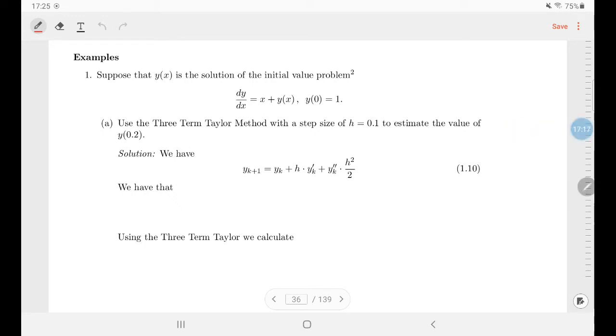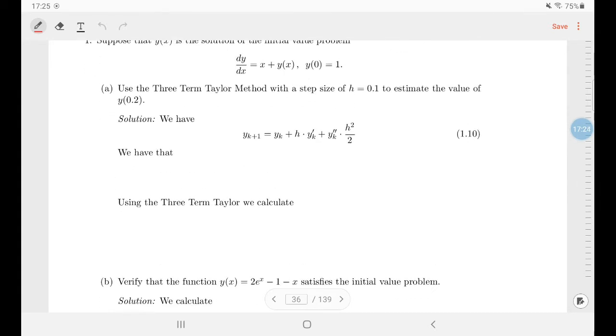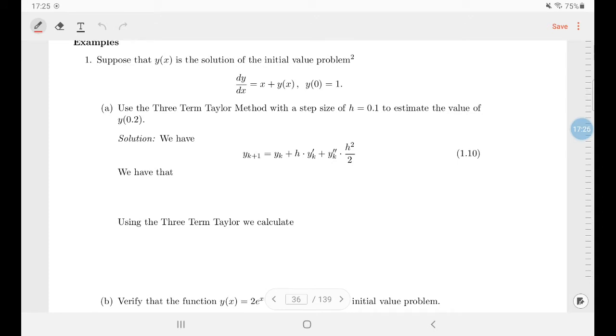So now again, I could have made the implicit differentiation a bit more complicated. Okay, so use the three-term Taylor method with a step size of 0.1 to estimate this. So we need to use this formula here now. I probably should do those the other way around. It makes no difference, they're just numbers.